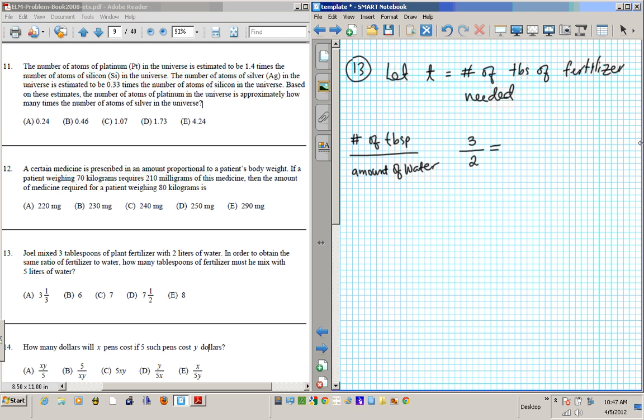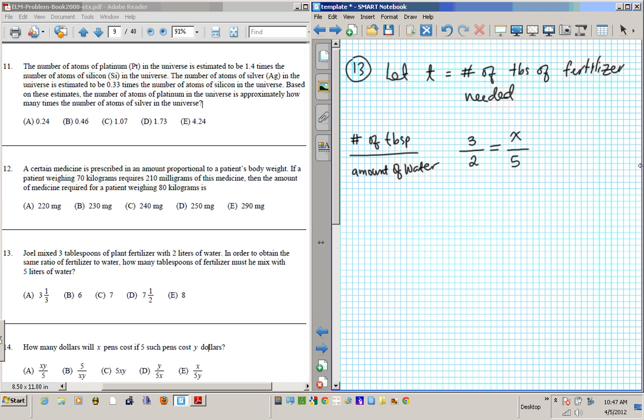So the amount of water goes on the bottom. So 5 liters of water, we put a 5 down here. And then how many tablespoons do we need? X. Remember, tablespoons goes on the top and liters go on the bottom. So you have 2 liters down here and then 5 liters down here. Okay? So how do you solve this for X?